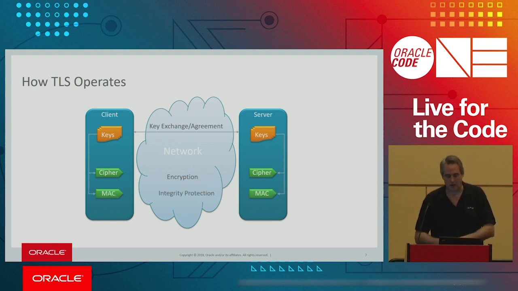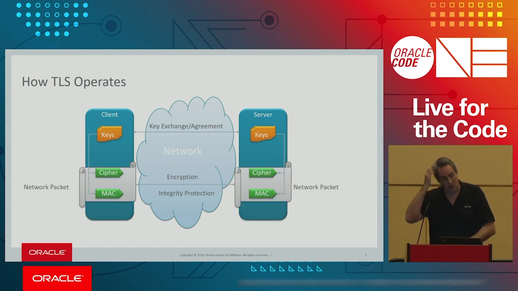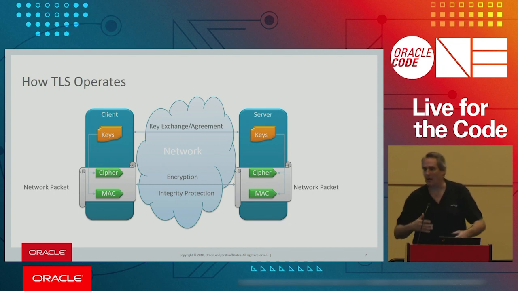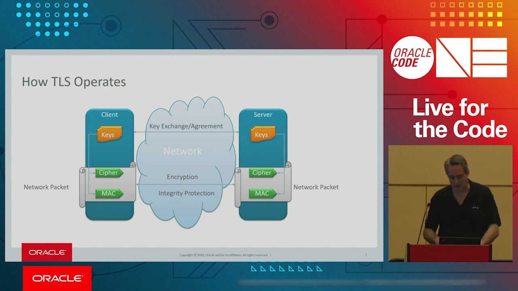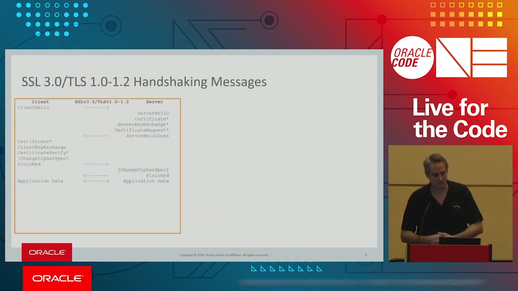From there, of course, we also initialize the MAC operations, or the message authentication code, which then takes care of our integrity protection. Once those steps have all been done, we take each of those operations and enclose that in a network packet, and that's what we actually ship out over the network. And then the other side will do the things in reverse.